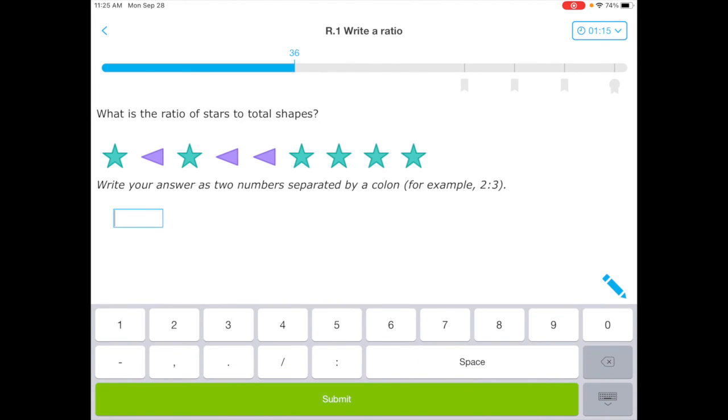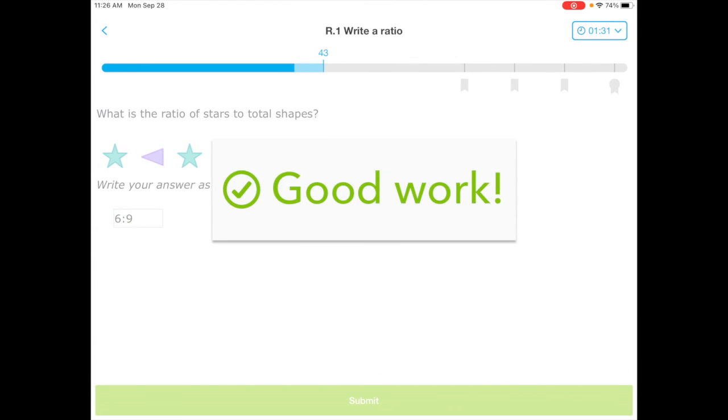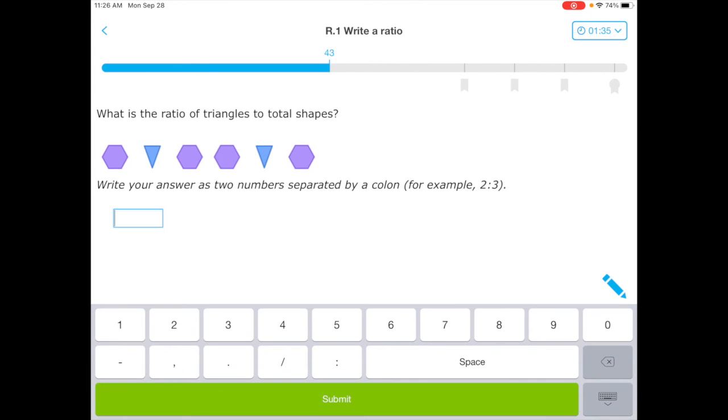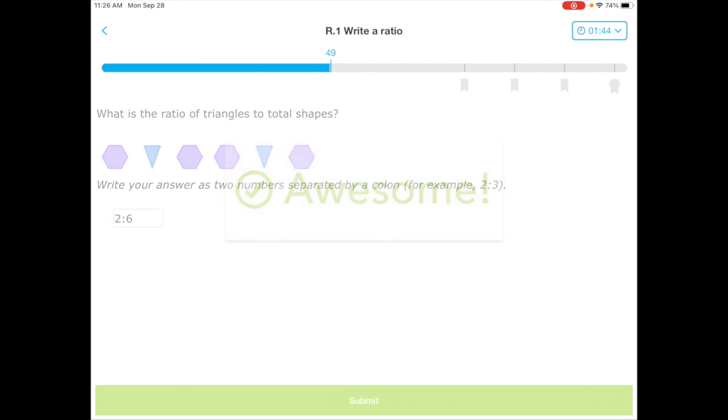Stars to total shapes. Okay, now this one wants a colon in between the 2 quantities. So add up our stars, 1, 2, 3, 4, 5, 6. And then we took a look at our number of total shapes. I know there's 6 stars, so all I gotta do is add up the number of triangles, which is 3. We add those to it. And again, there might be like 1 or 2 things that you have to add or subtract, but hopefully it's not too difficult for you. Ratio of triangles to total shapes, 2 is to 6.